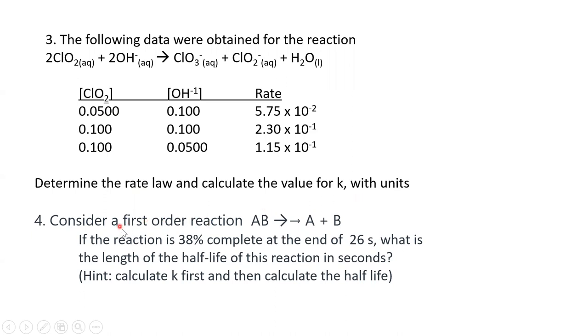And then for question number four, it tells us it's a first order reaction. Now, we don't know that just from the information we're given. It has to tell us that. So it tells us it's first order. It tells us that if the reaction is 38% complete at the end of 26 seconds, what's the half-life? So what you have to do is calculate K first. And then once you calculate K, you can use the half-life equation for a first-order integrated rate law and calculate what the half-life is. Let's see how you do.